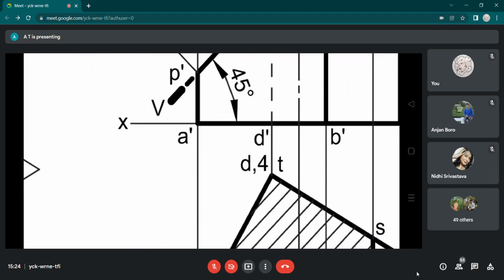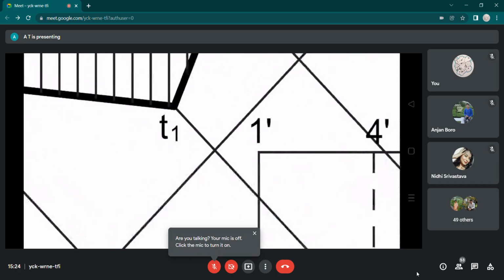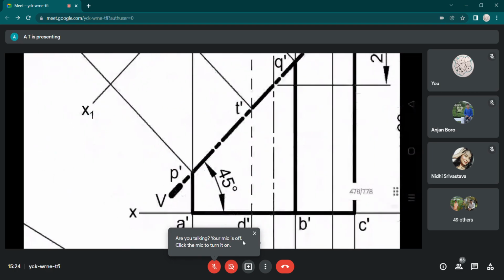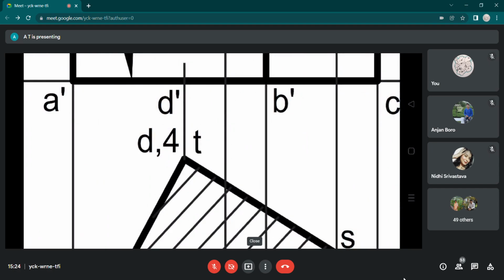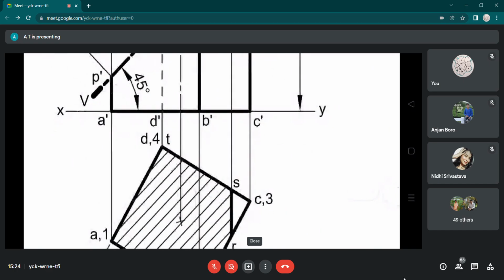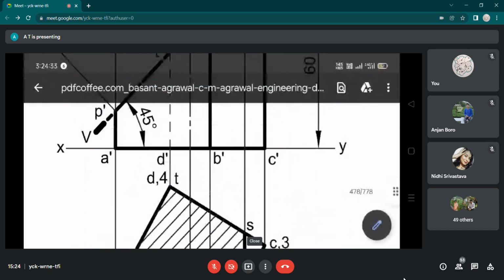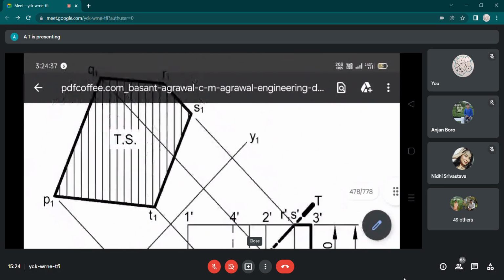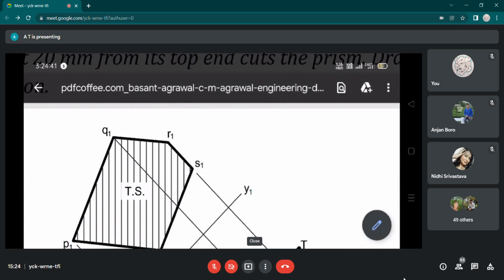Yes, sir. Next, you might think, sir, how to get this T1? At what distance is T1 located from X1, Y1? You see here, come back again. This T, what is its distance from X and Y? This T from X and Y, same distance you will get. Understood? Similarly, you'll get P1, Q1, R1, and S1.